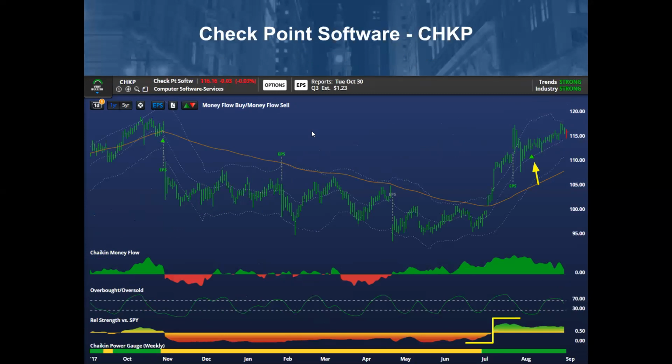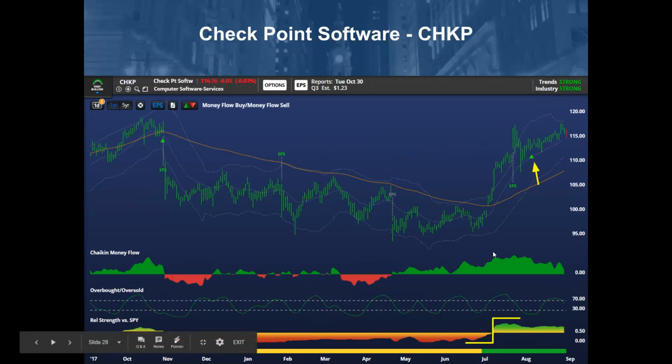Another well-known name in the software space, right? Every day it seems you read about another hacking. Security software has been a big theme. So we identified Checkpoint, ticker symbol CHKP, for all the same reasons. Bullish stock that in July began to outperform the market. Chaikin money flow solidly bullish.